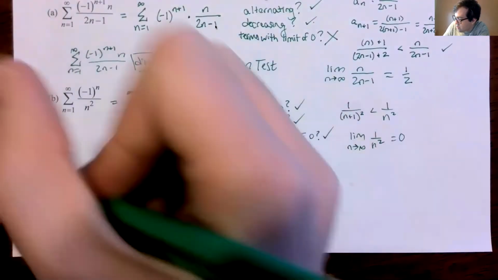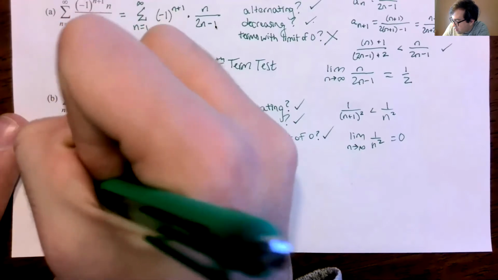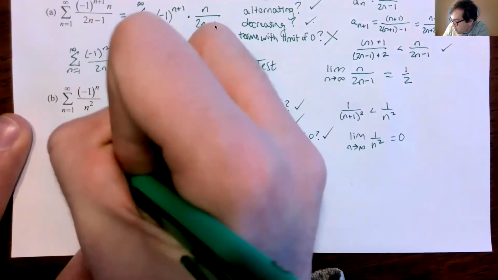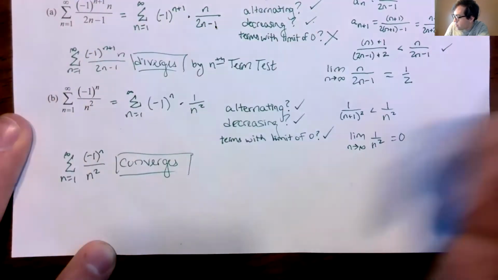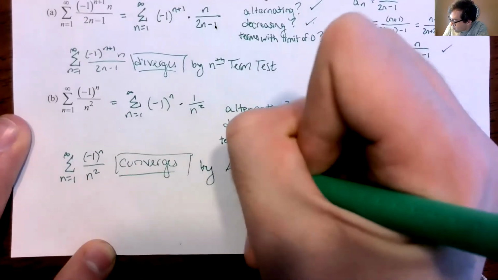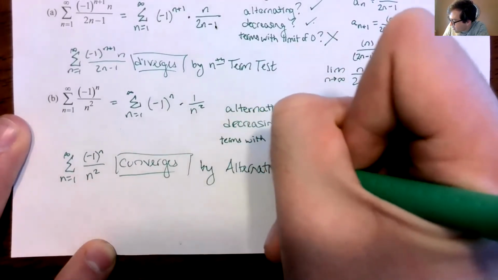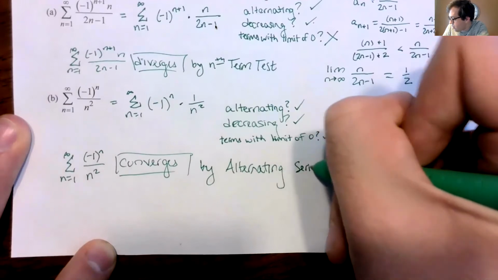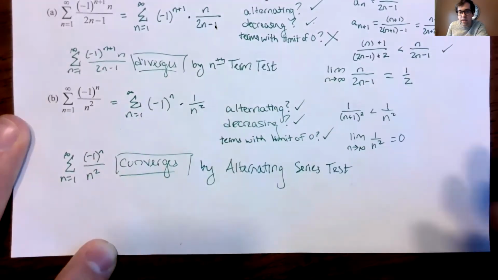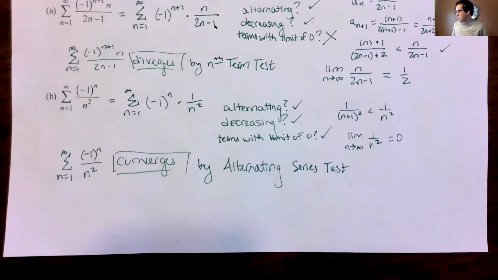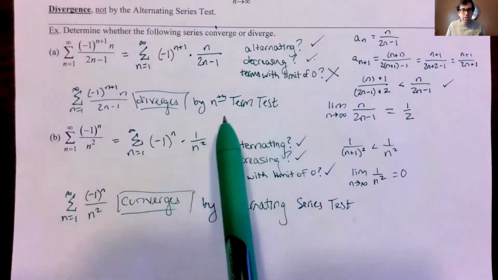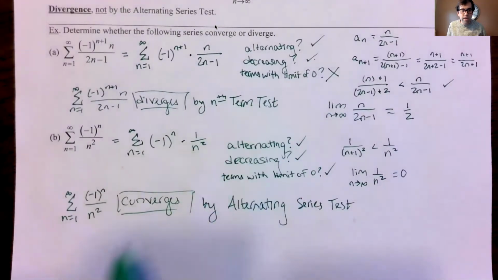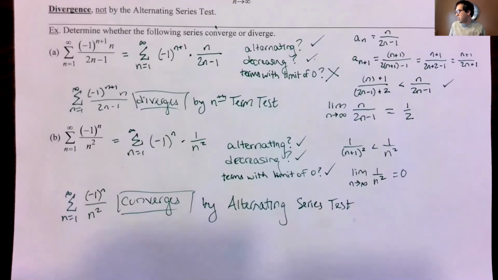Let me write out the original series again. Okay, there we go. So that converges by alternating series test. So there's an example of when this might cause divergence. And remember, we use nth term test for that. And then we have an example where we converge by the alternating series test.